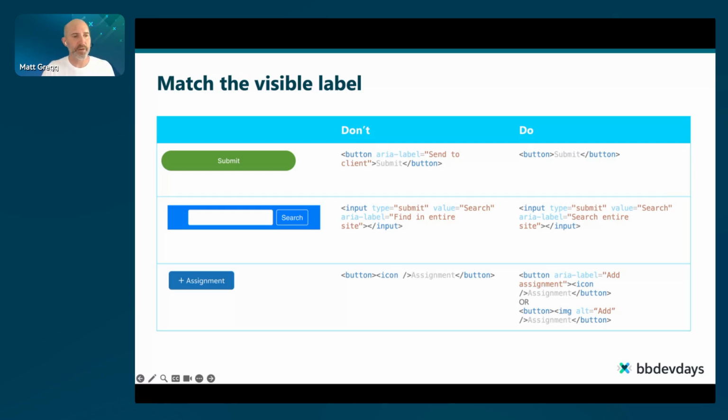And lastly, when you do use icons, and those are communicating something meaningful and needed for the button, you want to add that into your label. So you can see in this case here, that plus sign is really saying something, you might need to add an assignment. So you want to make sure you include that in your label as well.